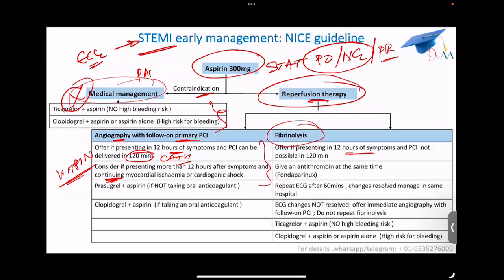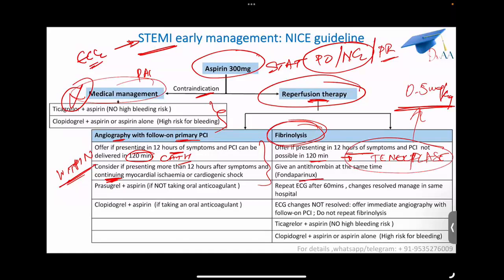Again, this patient should be presented within 12 hours of the symptoms, and percutaneous intervention is not possible within 120 minutes. What we do here is we use thrombolytic agents. The preferred one is tenecteplase. You need not remember, it depends on the hospital. Some hospitals might prefer alteplase, some might prefer tenecteplase, where the dose is 0.5 mg per kg. Again, you need not remember the drug name or the dose. You just have to remember that fibrinolysis you need to do. It can be done with alteplase, tenecteplase, or any other thrombolytic agent.